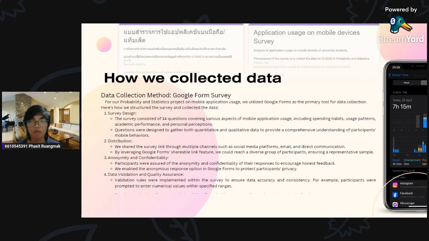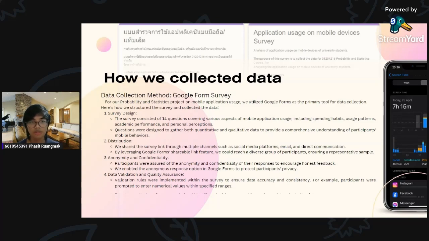So first, how we collect our data. Our data collection method is a Google Form survey. For our probability and statistics project on mobile application usage, we utilized Google Form as the primary tool for data collection. Here's how we structured our survey and collected the data.